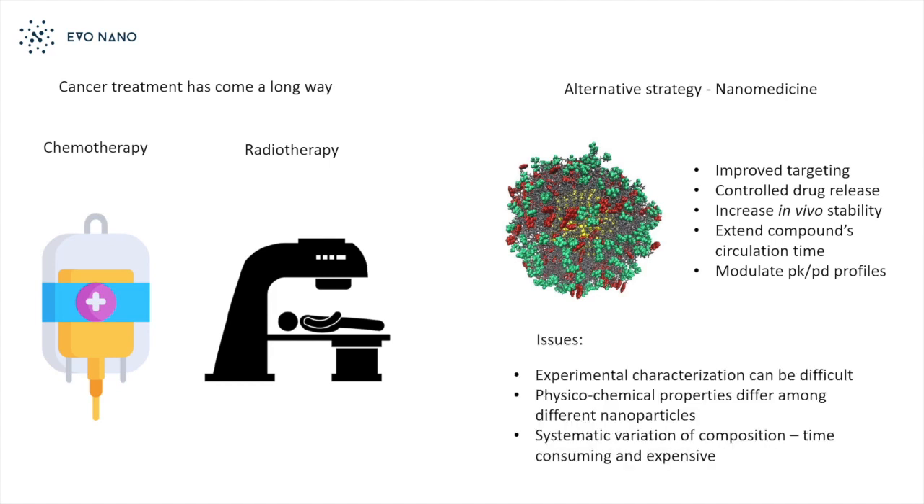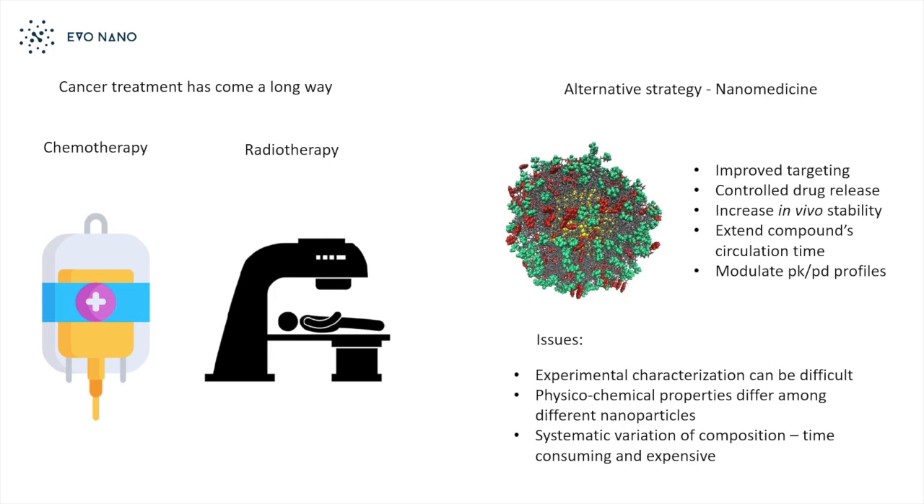To design new and effective nanomedicine, we need a thorough understanding of its physicochemical properties and behavior in biological environment. However, it's often difficult and sometimes even impossible to obtain this kind of information experimentally. Additionally, there are other variables that we have to take into consideration before designing a nanoparticle.